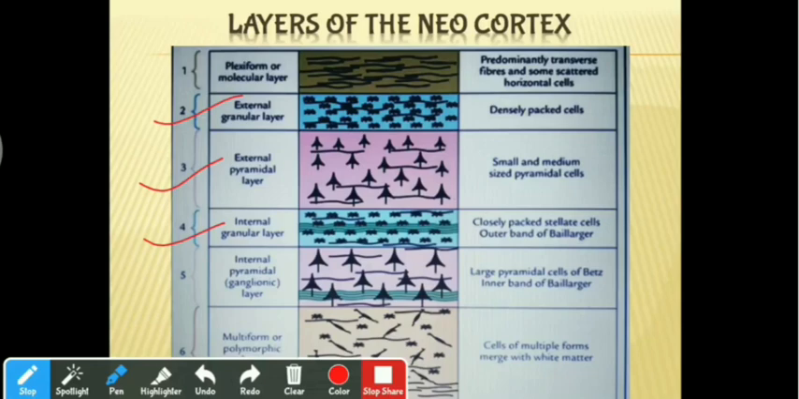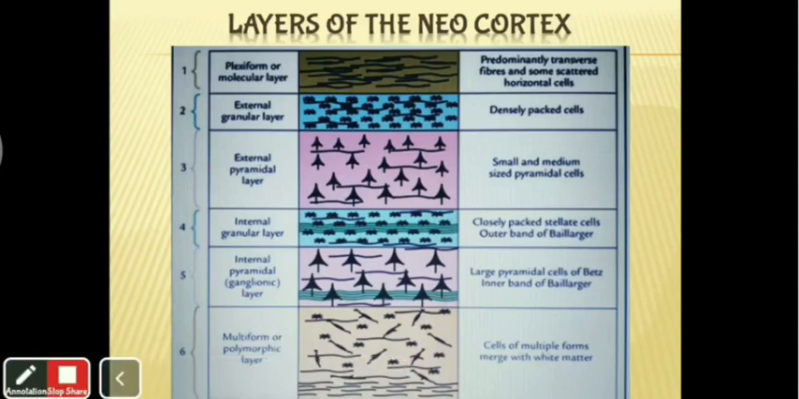Here it is shown as a green colored thick band that is called the outer band of Baillarger. And the inner pyramidal or ganglionic layer consists of larger pyramidal cells of Betz and an inner band of Baillarger. And the multiform or polymorphic layer consists of cells of multiple forms, that is of various size and shape, that will merge with the white matter. So therefore the plexiform layer is the outermost layer, and the multiform is the innermost layer.